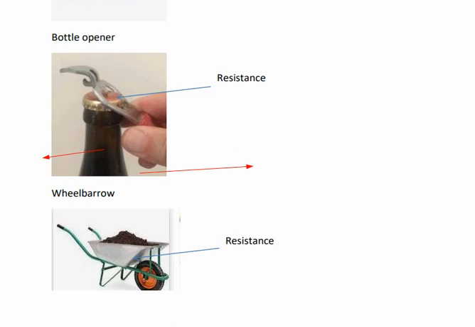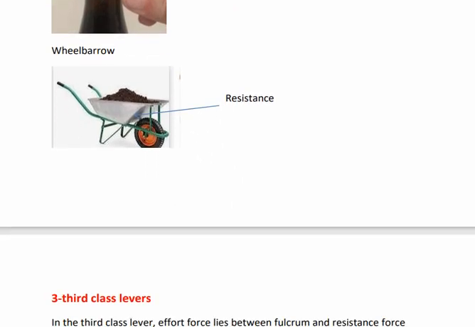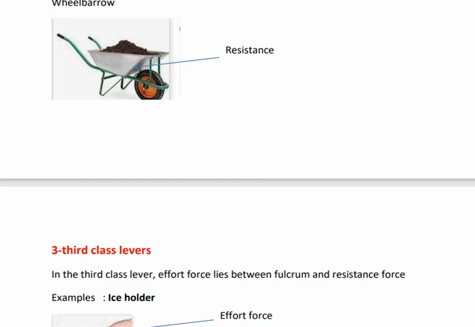Another example, wheelbarrow. Look at the wheelbarrow. The part which the worker holds with his hands is the effort force, and here is the resistance force, and this point is the fulcrum.